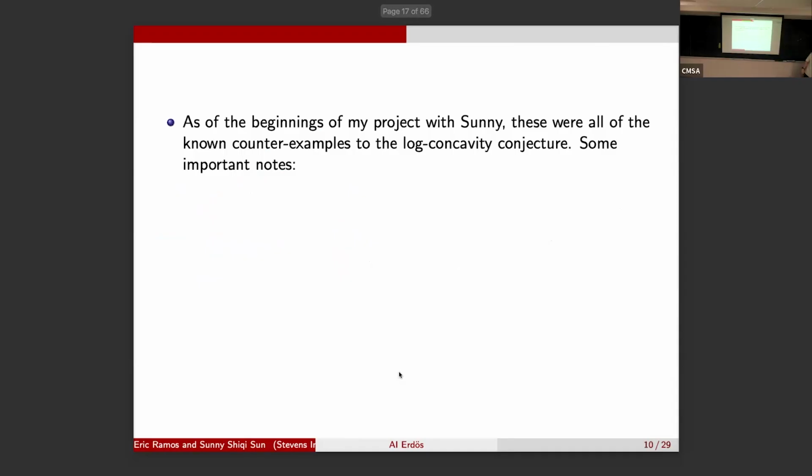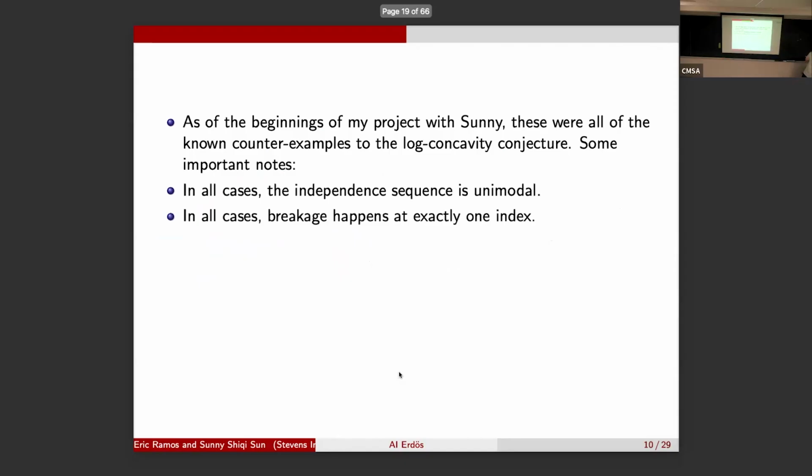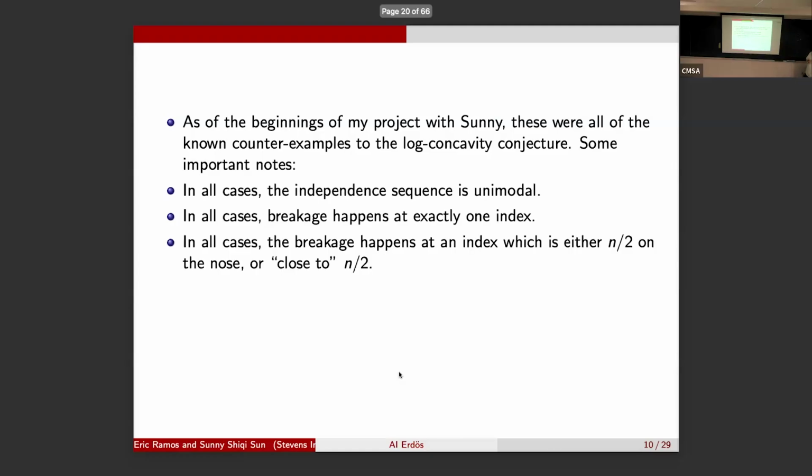All right. So as of the beginnings of my project with Sunny, these were all of the known counterexamples to the log concavity conjecture. Let me make some important notes here. In all cases, these are counterexamples to log concavity, but not unimodality. Unimodality is still conjectured. Number 2, in all cases, the breakage happens at exactly one index. We still do not have a single example where log concavity breaks in 2 places.